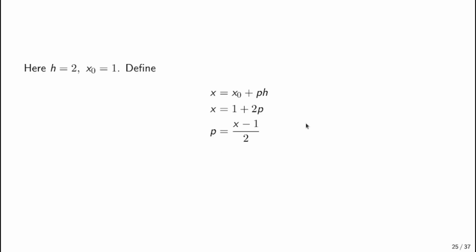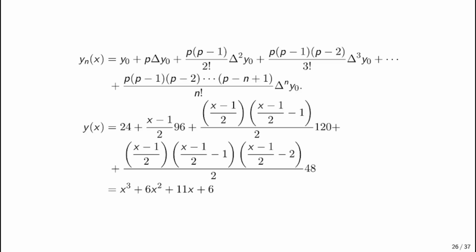Now, here we can observe that h is equal to 2 and x naught is equal to 1. So we will define a random value x as x is equal to x naught plus ph, that is x equal to 1 plus 2p. From that you can calculate p as x minus 1 divided by 2. Now let us apply this in Newton's forward interpolation formula. For y naught we will get 24, delta y naught 96, delta square y naught 120, delta cube y naught 48 and the remaining terms are 0. And p is (x minus 1) by 2.